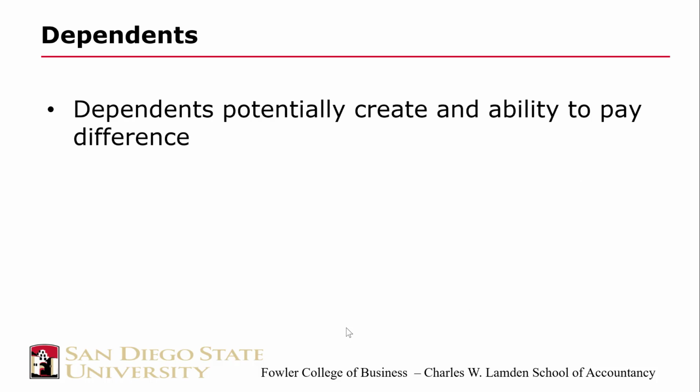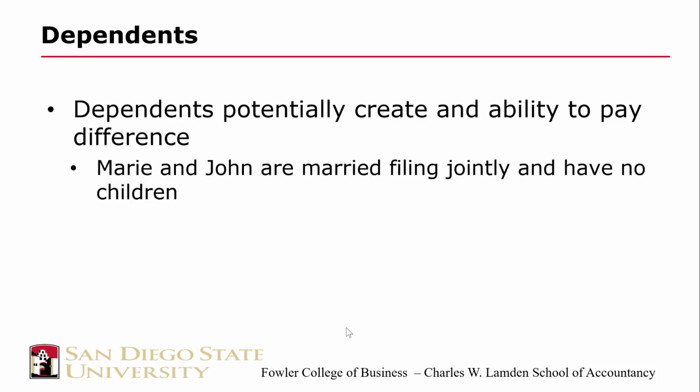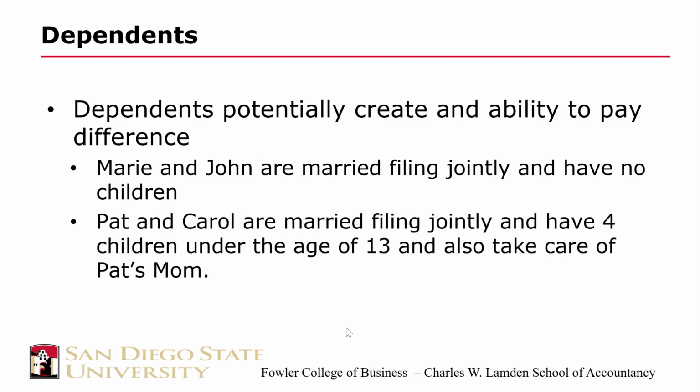All right, so dependents potentially create an ability to pay difference, right? This idea of dependence is fraught throughout the tax code. And the idea is Marie and John are married, filing joint. They have no children. Pat and Carol are married, filing joint, and they have 4 children, and all of them are under the age of 13, and they also take care of Pat's mom.